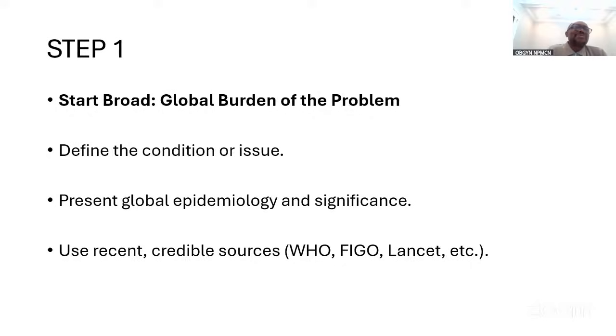How is this thing across the world? Why is it a burden? Is it of public health importance? What's the significance? So give us this global epidemiology. And in doing so, you must use verified and credible sources: WHO publications, FIGO, the Lancet, very important journals, not just journals that are not peer reviewed or one study somewhere from one corner of the earth, but these things must be evidence-based. The more credible your sources, the more credible your introduction, and the more persuasive and convincing it will be to the reader.